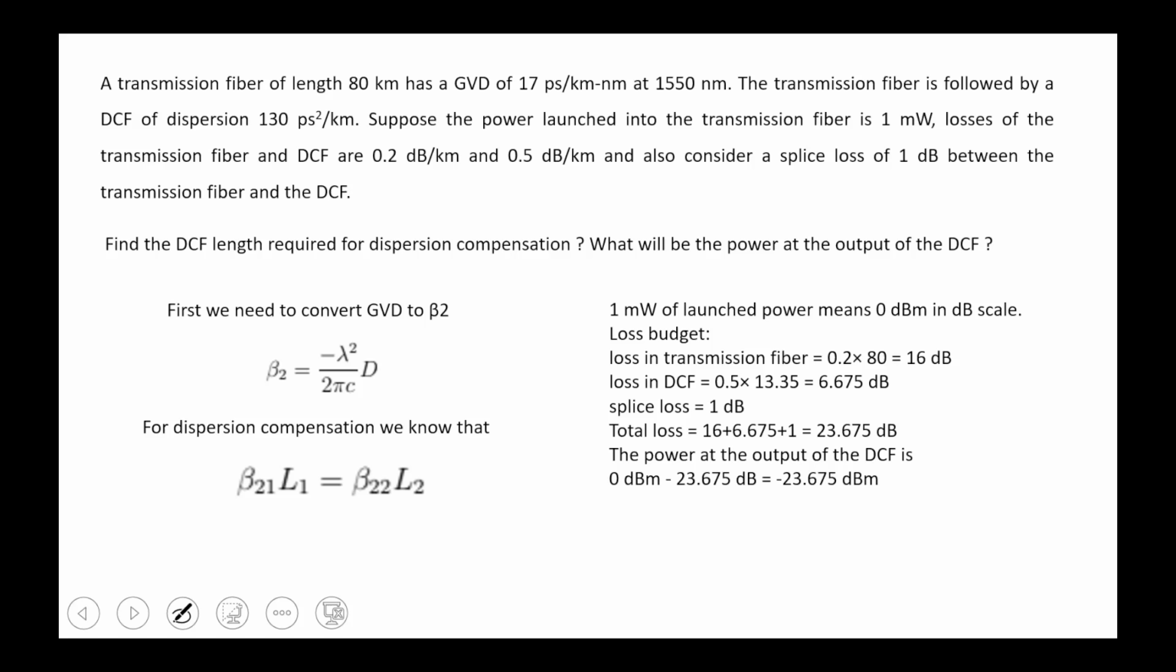So first we need to convert the GVD to beta 2. This is the formula: D equals minus 2 pi c upon lambda squared into beta 2. Beta is the phase constant. For dispersion compensation, we know that beta 2 of fiber 1 times L1 equals beta 2 of fiber 2 times L2. This is the condition for dispersion compensation.